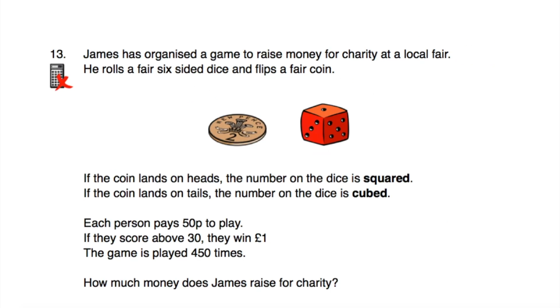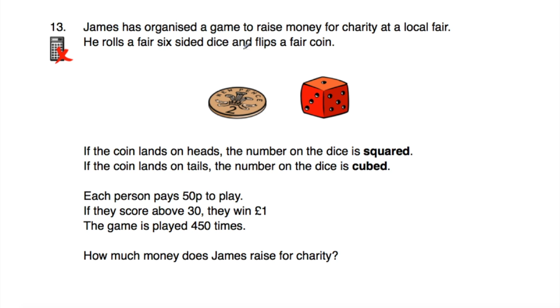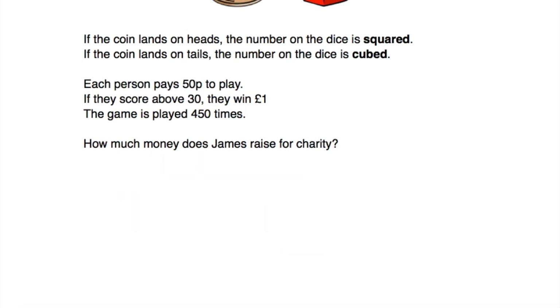Okay, so question number 13. Question number 13 says James has organised a game to raise money for charity at a local fair, and he rolls an ordinary 6-sided dice. So he's going to roll a dice and he flips a fair coin. If the coin lands on heads, the number on the dice is squared. But if the coin lands on tails, like shown here, the number on the dice is cubed. A person pays 50p to play, and if they score above 30, they win £1. The game's played 450 times, and the question asks how much money should James raise for charity?